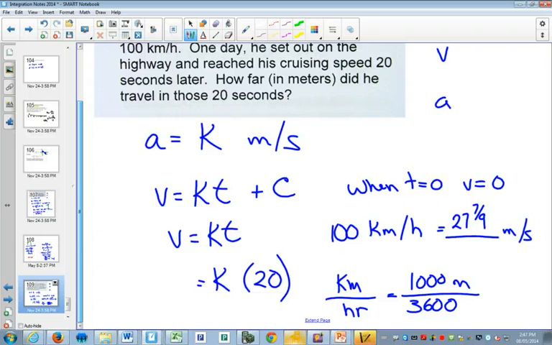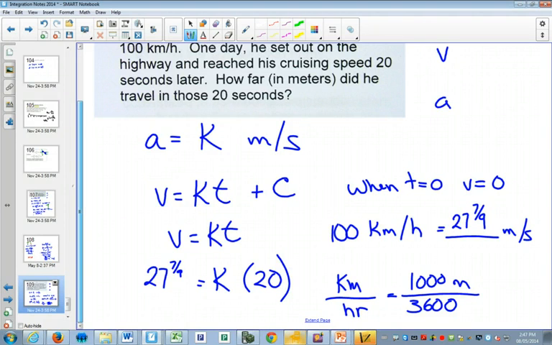Last time I figured this out, I changed everything to hours and minutes, and then the mental math is a little bit easier. But we'll keep it with this. So 27 and 7/9 meters per second, that would go here, because that's our velocity.